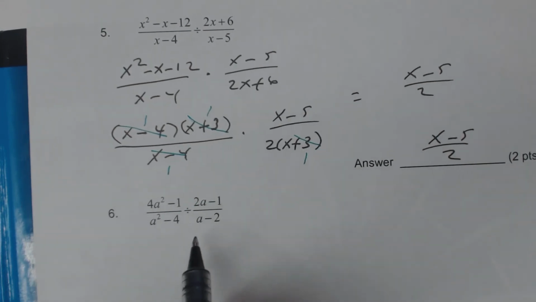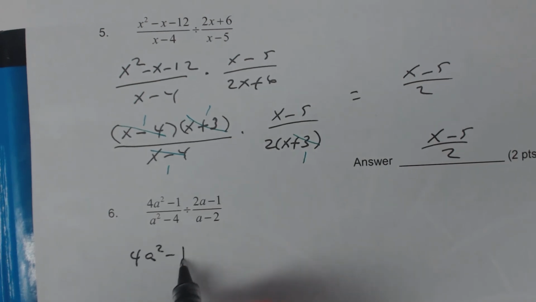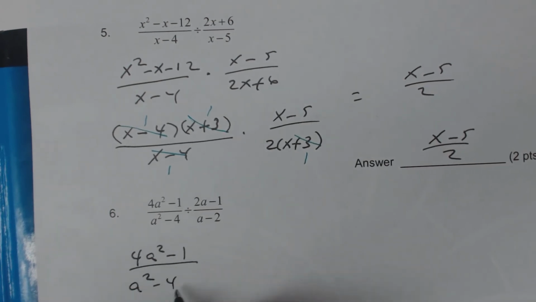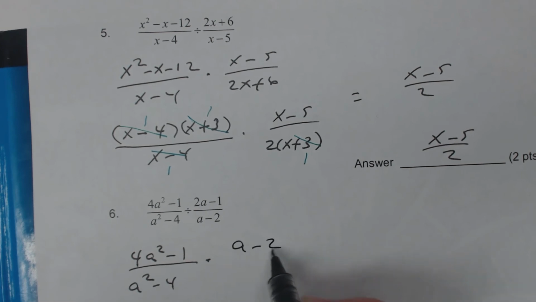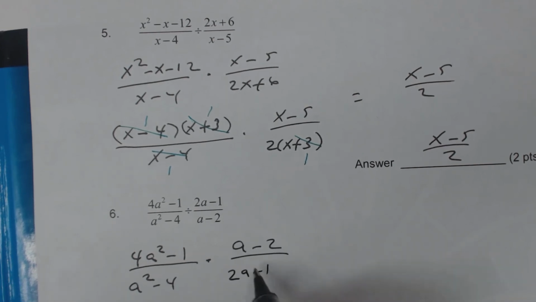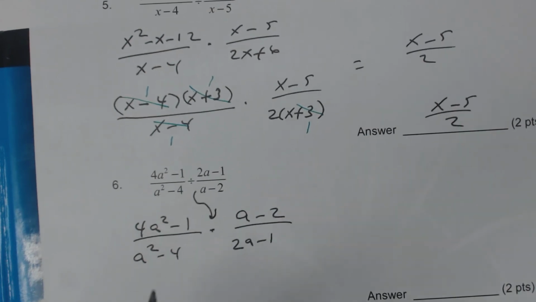Alright, again, change number 6, change that to multiplication. So I get 4a squared minus 1 divided by a squared minus 4 times a minus 2 divided by 2a minus 1. So I just took the reciprocal. So remember, you change this multiplication and you take the reciprocal. Now let's factor. This right here is the difference of 2 squares. So I can factor this as 2a plus 1 times 2a minus 1.